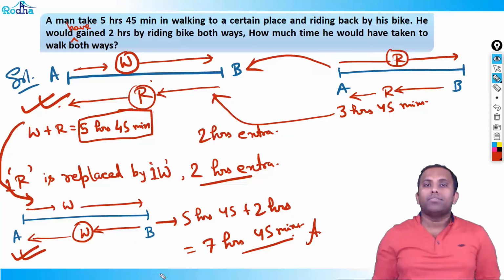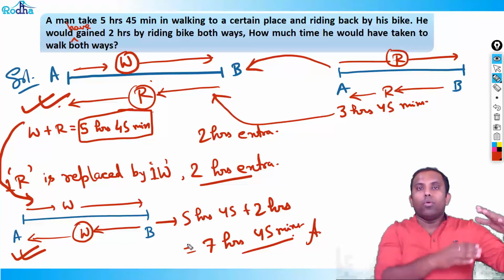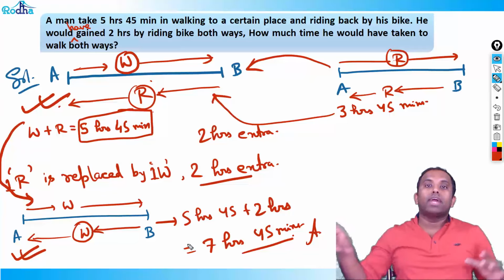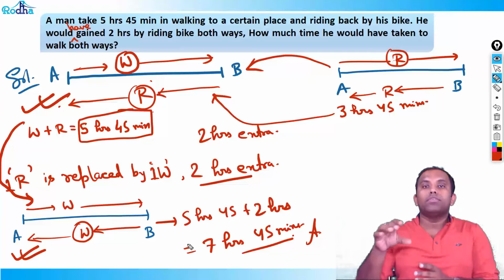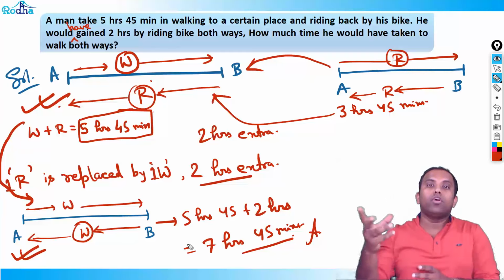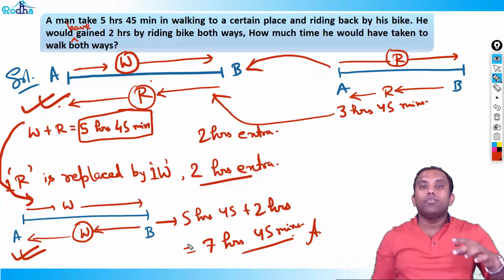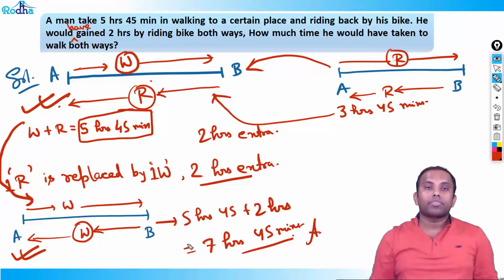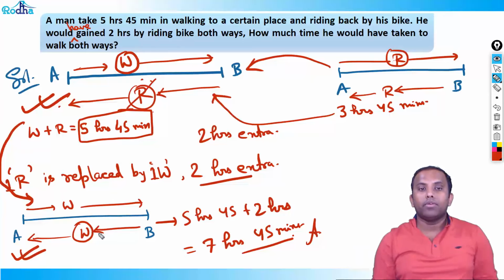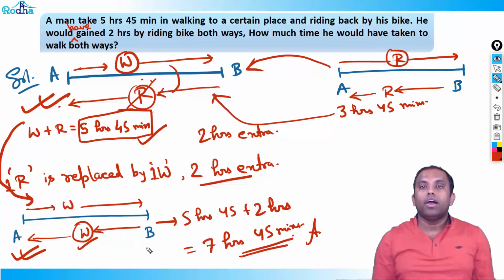So you can mentally do it, right? You can simply think that one side by walking, one side by riding, 5 hours 45 minutes. If I ride both sides, it is saving 2 hours. That means if one side ride is replaced by one side walk, it will take 2 hours extra, or one side walk replaced by one side ride will save 2 hours. So from here to here, he is again replacing one side ride by one side walk, so he should take 2 hours extra. In this situation he was taking 5 hours 45 minutes, now 2 hours extra, so 7 hours and 45 minutes. That is the answer for this question.